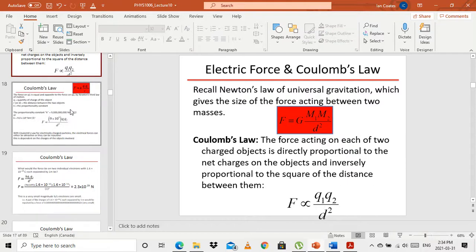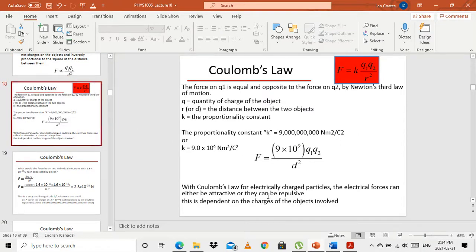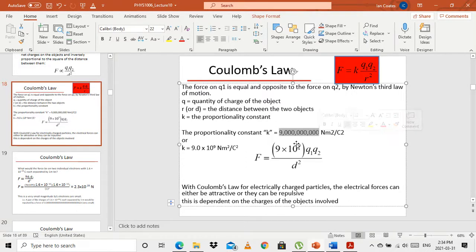But we're missing one piece of the puzzle, and that's a K value. And this is a constant. We call this the proportionality constant. And this is equal to 9 billion. And it's this number right here. You shouldn't have to memorize it. It's on there. It'll be in any question that you need.